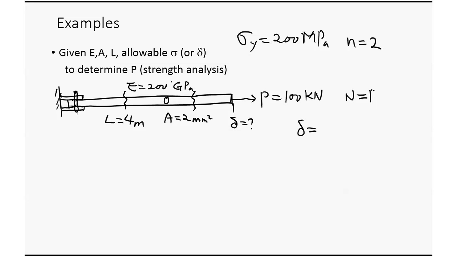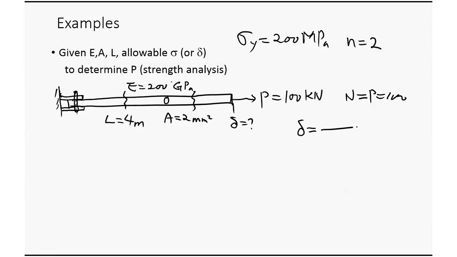N equals P, right? So actually we can skip this step. That's so simple. This will become critical next time, for a complicated structure. But for this uniform bar, it's actually very easy. The force inside, in this case, equals P. So equal to 100.